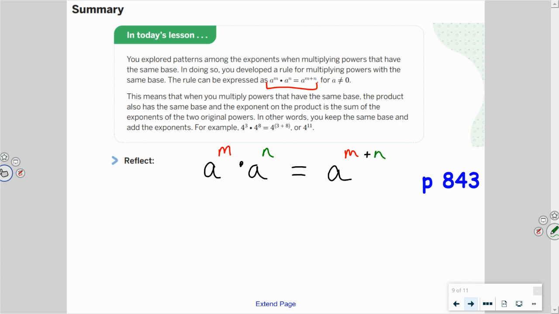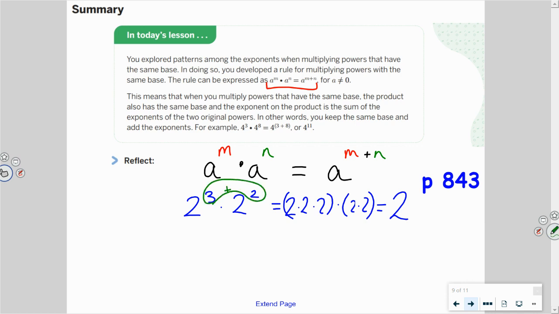Allow me please to show you an example why that would work. If I were to write 2 to the 3rd power times 2 to the 2nd power, and I went ahead and expanded this out, here's 2 to the 3rd power, here's 2 to the 2nd power. We still have the base of 2, but in this case, if I added, I should have used the same color, shouldn't I? If I added the exponents, that will tell me how many total times that factor is repeated.